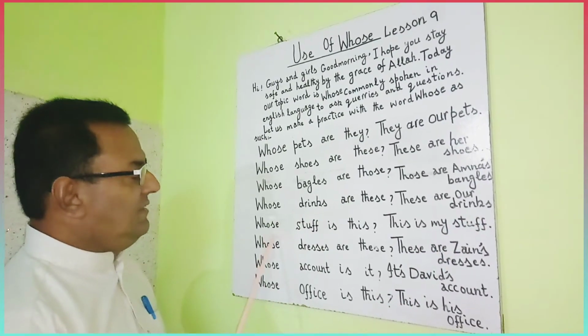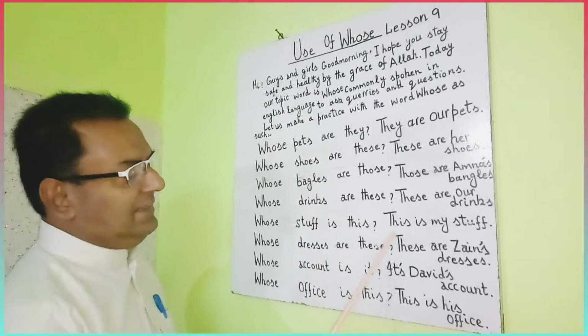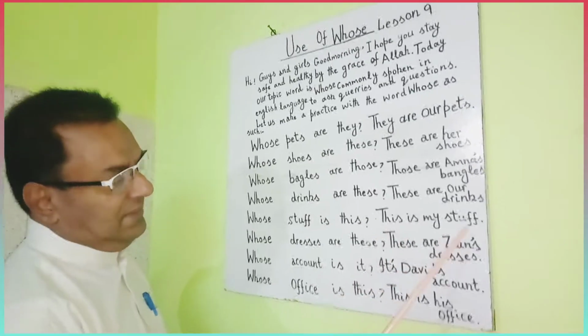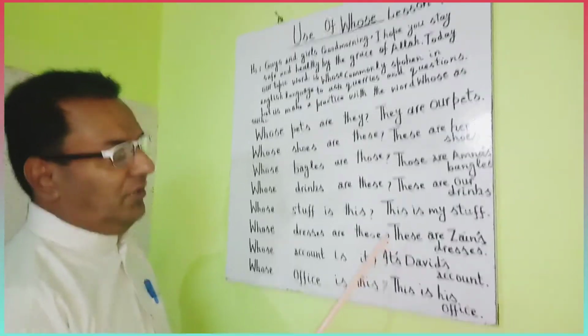Next one is: Whose stuff is this? This is my stuff. This is my stuff is the possible answer.